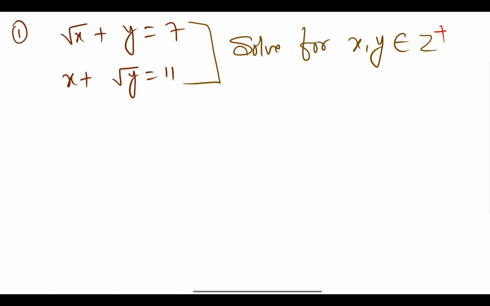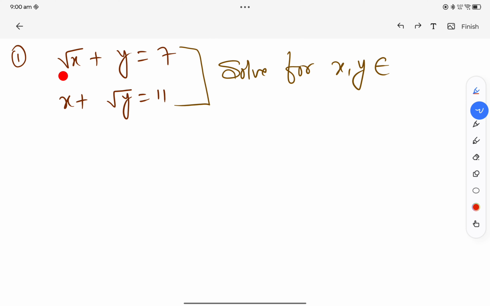You see that the square root of x plus y is 7 and x plus the square root of y is equal to 11. You notice that y and x are positive integers, and these equations involve only positive integers. The sum of two positive integers is also a positive integer. Y is a positive integer, so the square root of x must be a positive integer, and it is possible when x is a perfect square number.